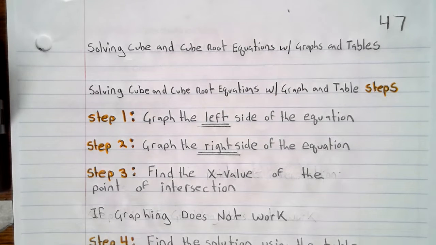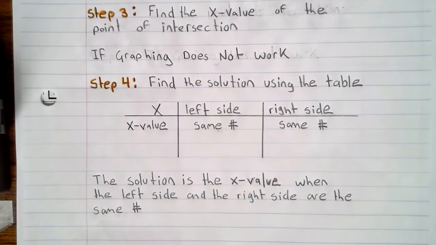Solving cube and cube root equations with graph and table steps. Step 1. Graph the left side of the equation. Step 2, graph the right side of the equation. Step 3, find the x value of the point of intersection. If the graph does not work, step 4, find the solution using the table. The solution is the x value when the left side and the right side are the same number. Okay, now your notes are updated. Let's take a look at the examples.